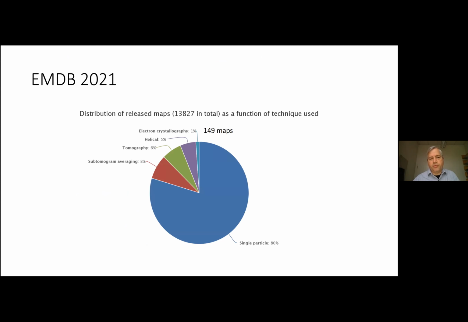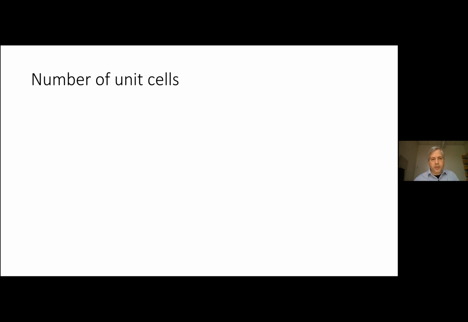So I just did another check. For electron crystallography, there are now 149 maps. So there are quite a few. I think almost double the number of 3D MicroED maps deposited since the last lecture. So it is growing. It is still a small portion of all of the maps that have been deposited, but it's becoming more popular. A lot of it was Tamir Gonen's lab, but there are more labs doing it now.